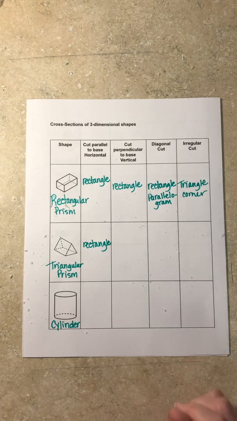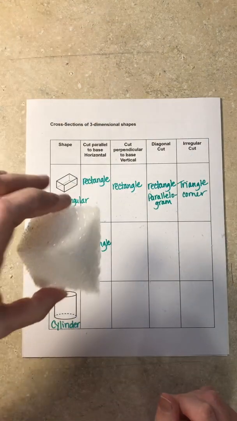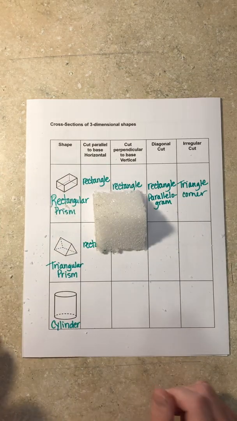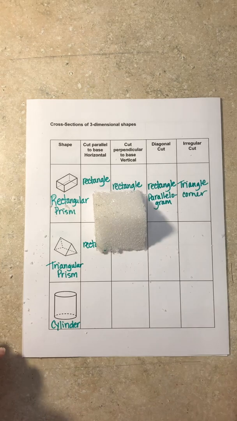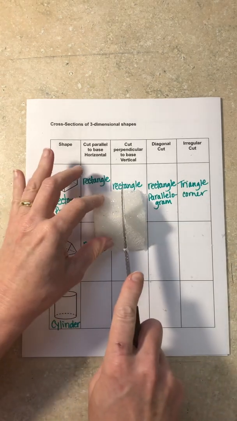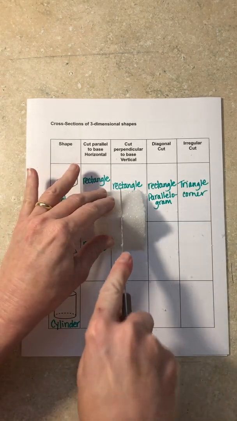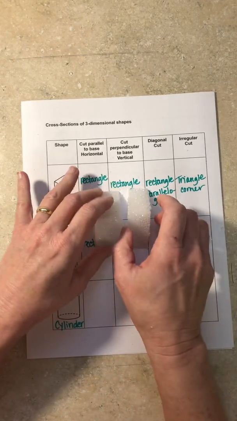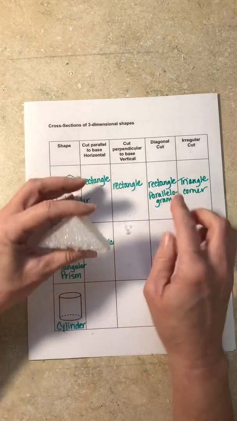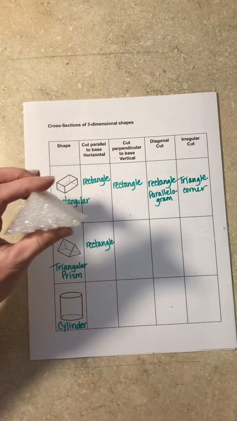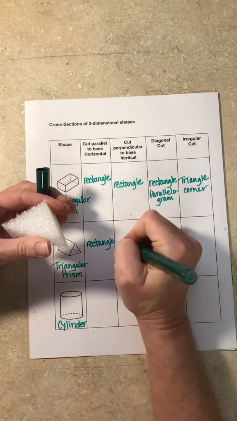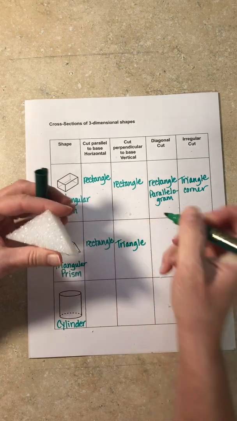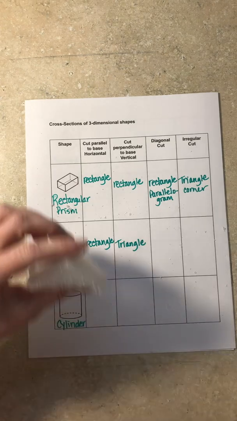All right, what if I take my triangular prism here, and this time I'm going to cut perpendicular to the base or make a vertical cut. Okay, so I have a triangular prism. I'm going to make a vertical cut here. So if I make my vertical cut, this time I am going to get a triangle. Okay, I get a triangle.